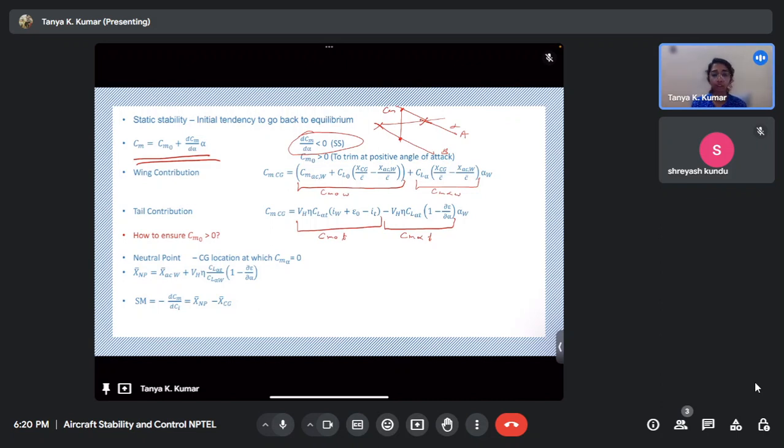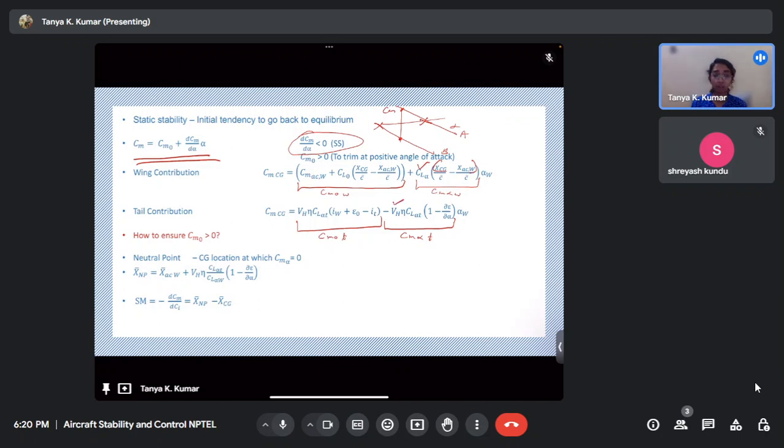Now if you look at the wing contribution of Cm alpha, Cl alpha is positive and xcg minus xacw is a positive quantity. So Cm alpha of the wing is positive. So it does not contribute towards static longitudinal stability. So what component contributes towards it? Tail. Now let's look at the tail individual parameters there.